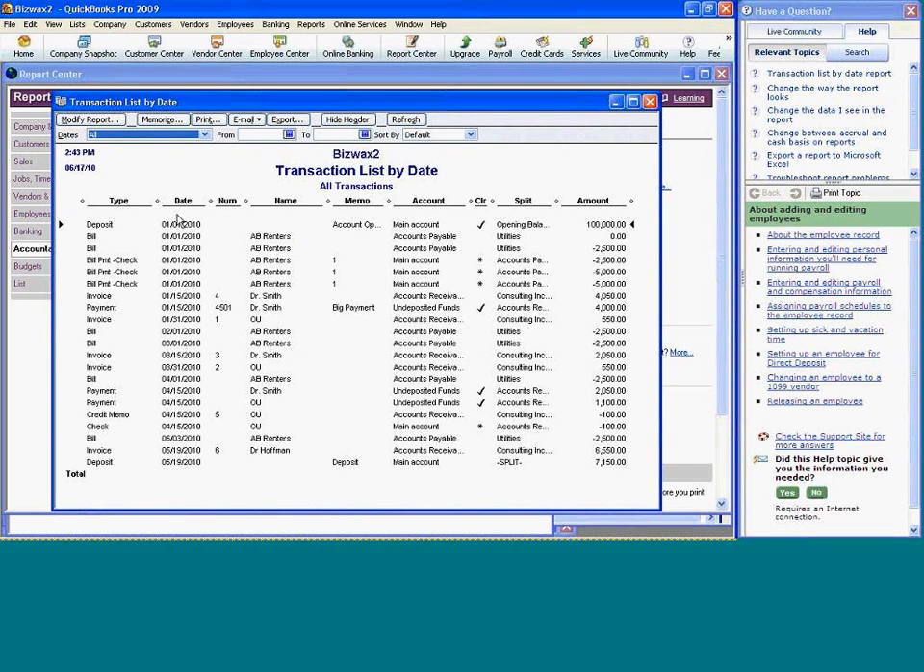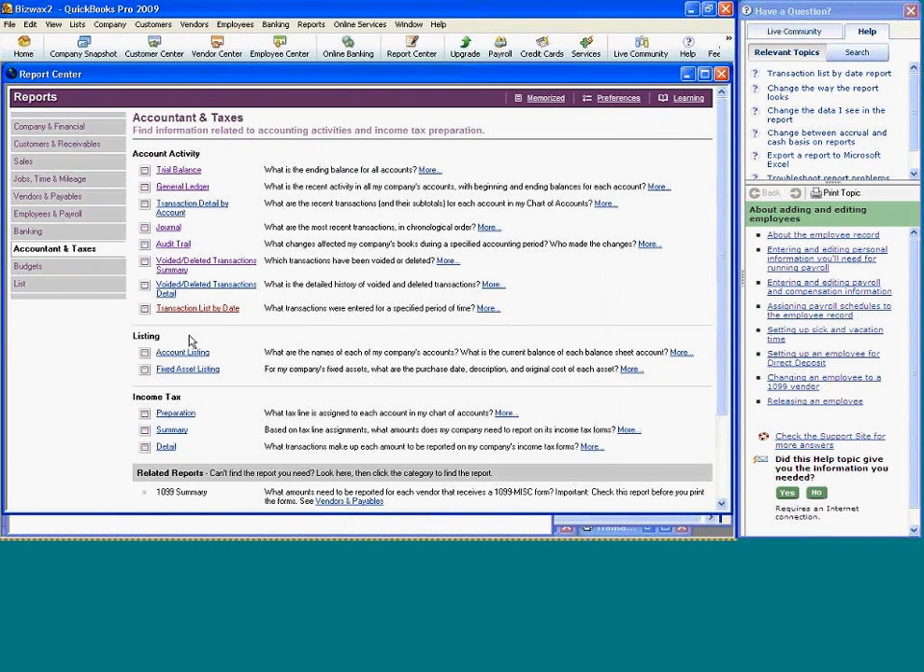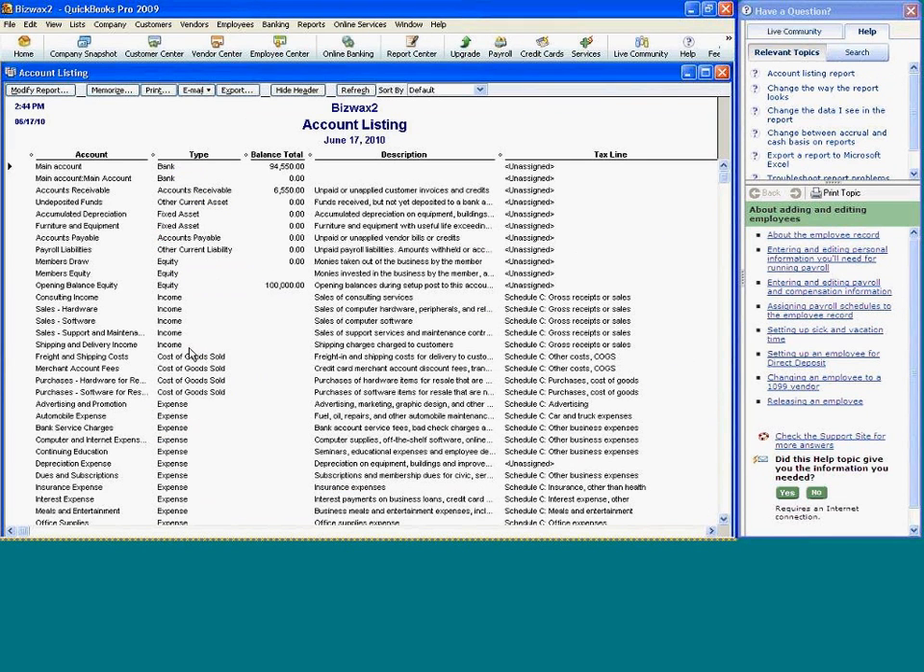So those are all of the transactions that we had during the year. The deposits, the splits, everything else like that. Okay. The account listing. We're not using all these accounts that we have over here.